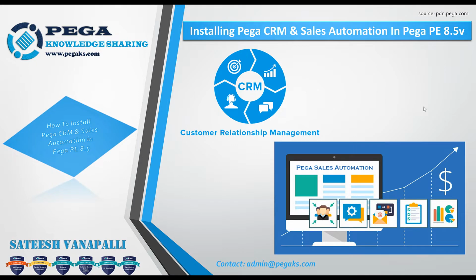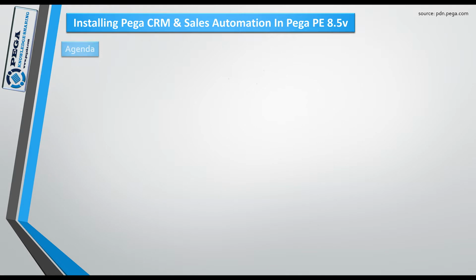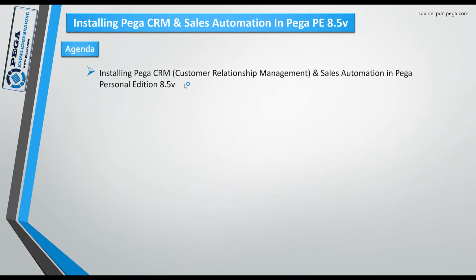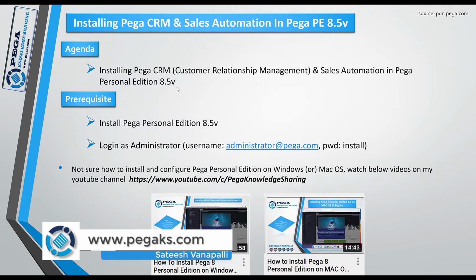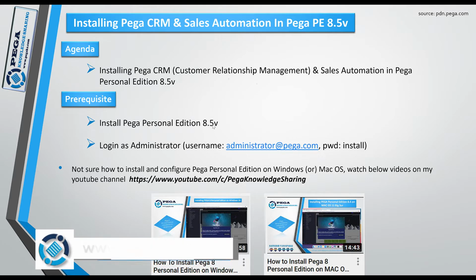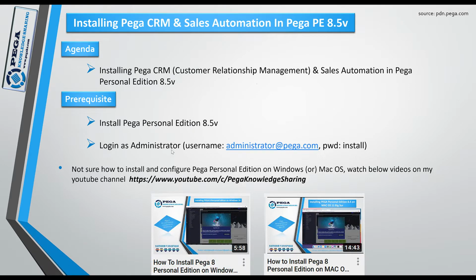In this video I'm going to show you how to install Pega CRM and Sales Automation in Pega Personal Edition 8.5. Here's the agenda: installing Pega CRM, Customer Relationship Management, and Sales Automation in Pega Personal Edition 8.5. Let's talk about the prerequisite. You have to install your Personal Edition 8.5 and log in as an administrator. If you are not sure how to install and configure Pega Personal Edition on Windows or Mac operating system, you can watch the below videos on my YouTube channel.